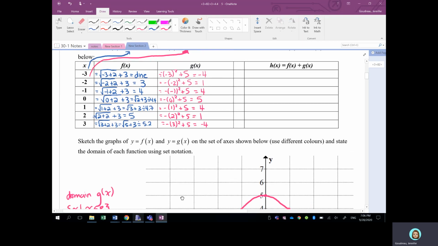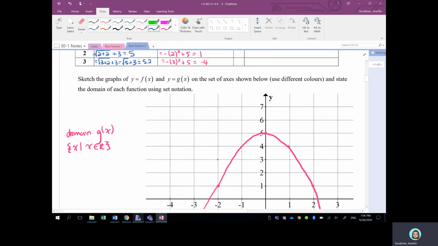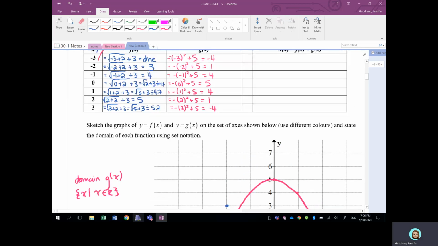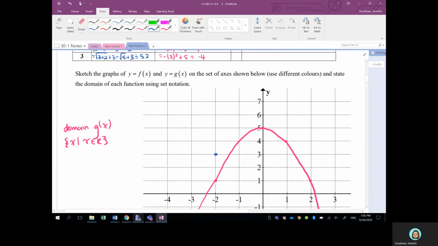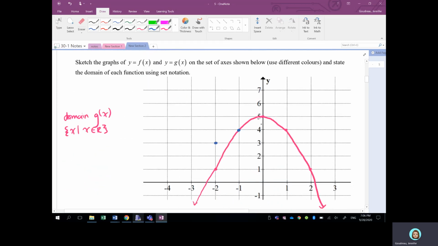So we have at -3, it doesn't exist, so we can't plot that. -2, we're at +3. At -1, +4. At 0, we're at 4.4, so we'll have to approximate that. +1, we're at 4.7. At 2, we are at 5. And at 3, we're at 5.2. So connecting the dots there looks like a radical function. There we go. There's our graph of f at x.